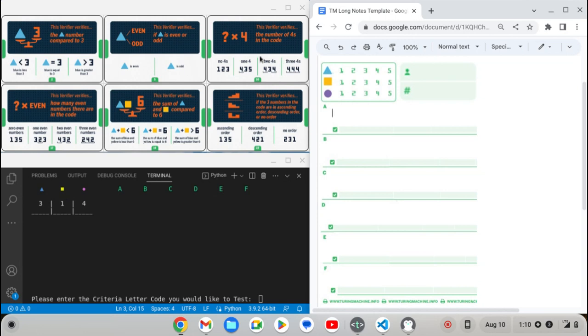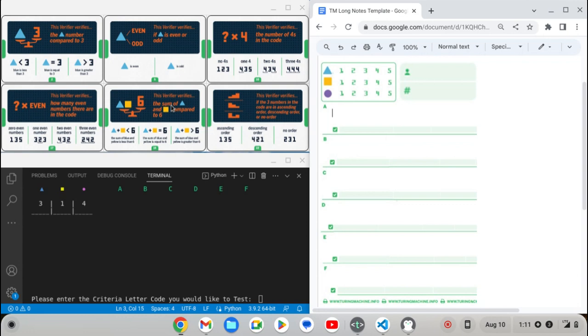Criteria card C will look at the 3-digit solution and will let us know how many of those digits are 4. Are there no 4s? A single 4, perhaps 2, maybe even all 3 are 4. Criteria card D again looks at our 3-digit solution, but this time will let us know how many evens there are. Are there no evens? Is there a single even, perhaps 2, maybe even all 3 are even?